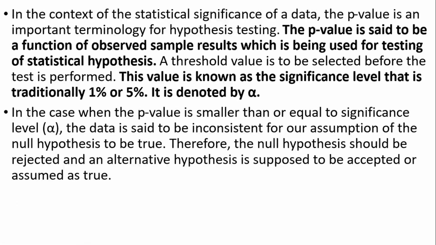In this case, if the p-value is smaller than or equal to the significance level, it is said to be inconsistent with our assumption of the null hypothesis being true. Therefore, the null hypothesis should be rejected and the alternative hypothesis is supposed to be accepted or assumed as true.